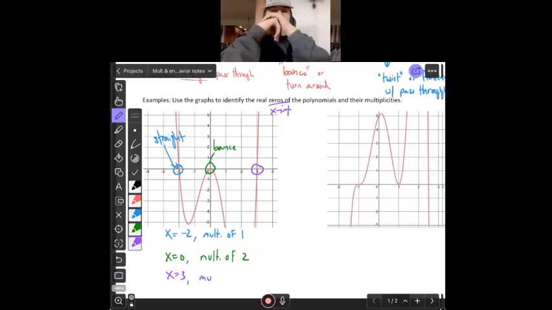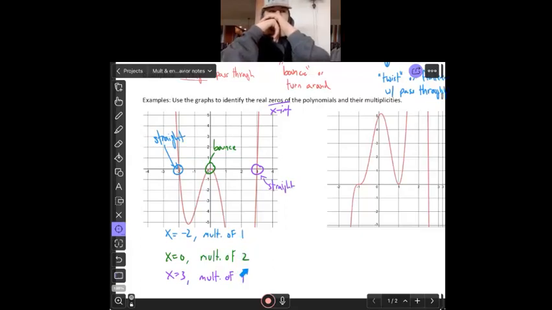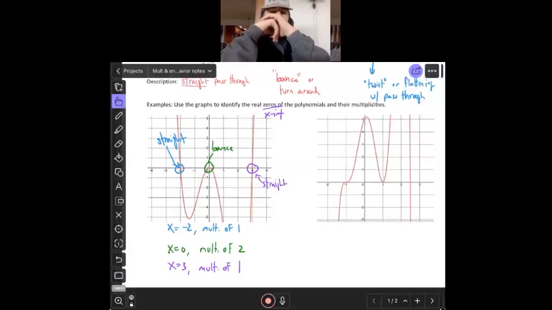And then at 3, as I look at that, it's running straight through 3. So straight means 1. We have 4 answers to that problem. One of them is -2, 2 of them are 0, and 1 of them is 3. There's 4 answers to this problem. That means this is an x to the 4th. You guys see how I'm doing that?